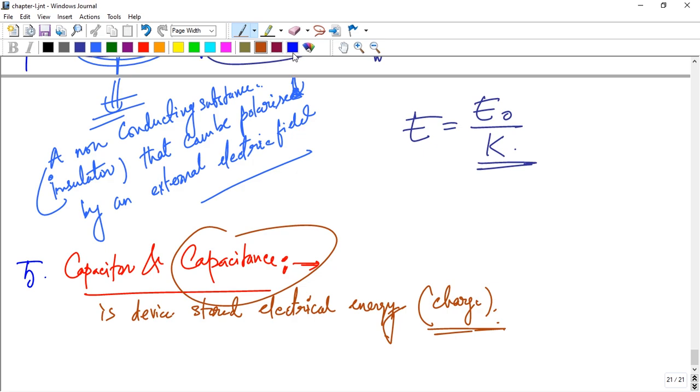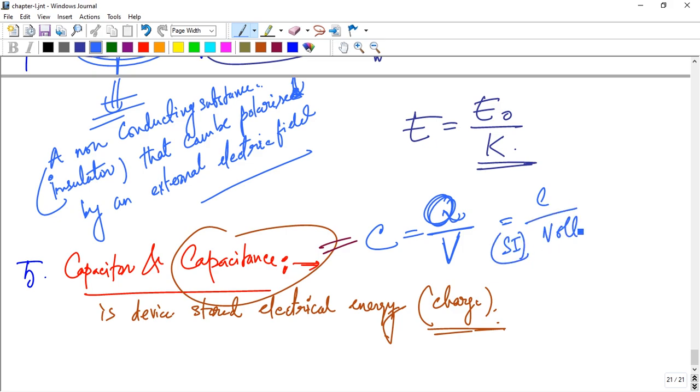So what is capacitance? If you know the capacitor, then the capacitance is C, which is equal to Q, the amount of charge stored, by the potential V. So what is the SI unit of capacitance? That is charge, coulomb, by volt. The coulomb by volt has another name, called farad. So 1 farad equals 1 coulomb by 1 volt. Commonly we use microfarad, nanofarad, picofarad, because farad is a very large unit.